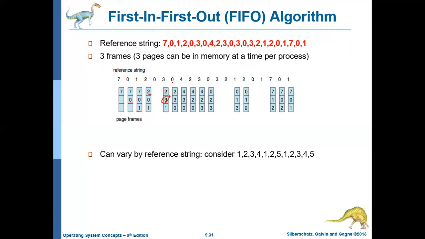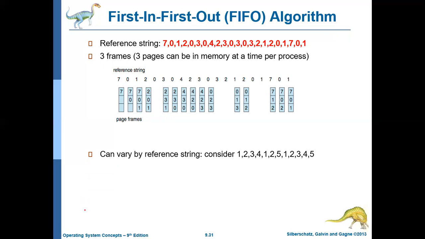Okay. Next input is 0. 0 is not in the memory currently. So which page should 0 replace? The page which came first. Out of 1, 3 and 2, 1 is the one which came first, after that 2 came, after that 3. So replace 1 by 0.